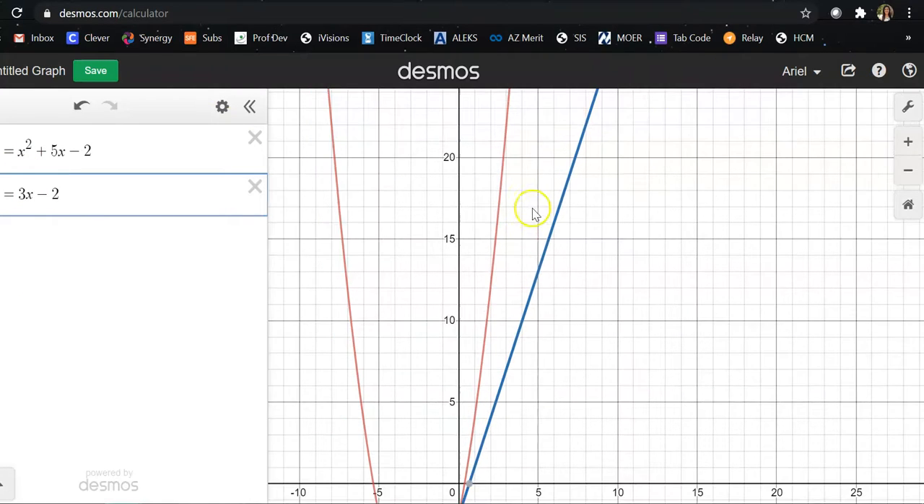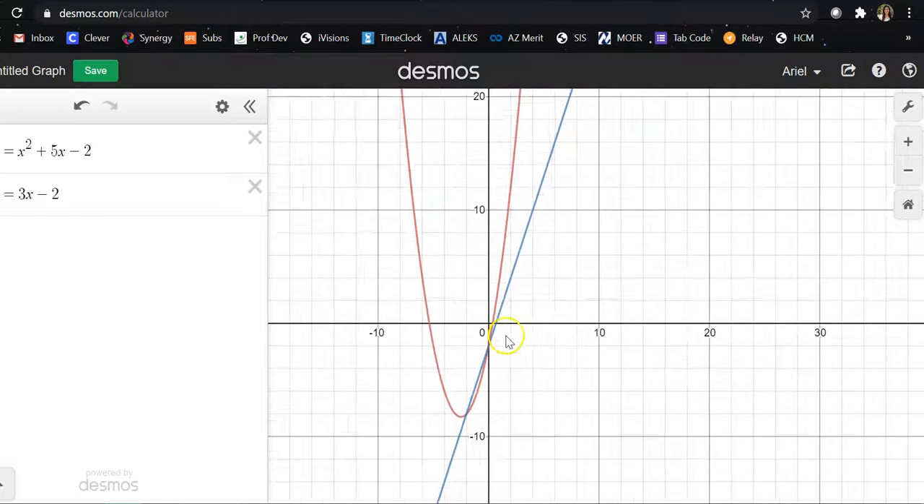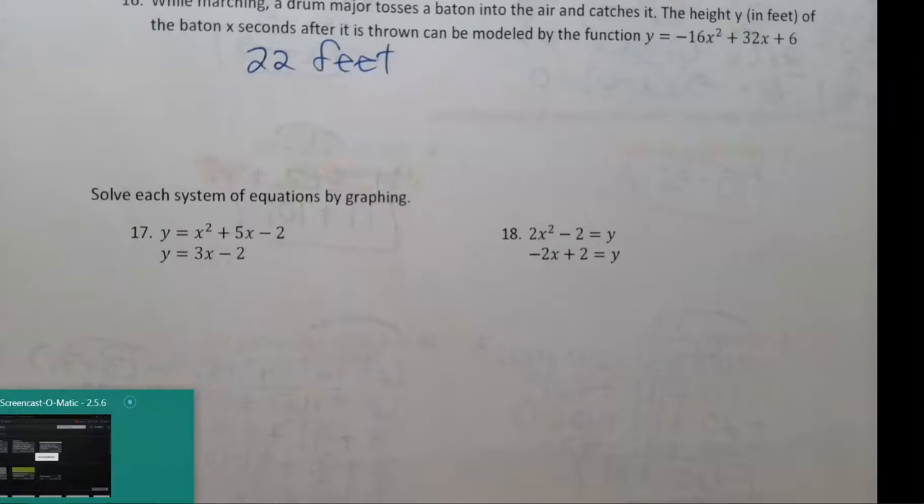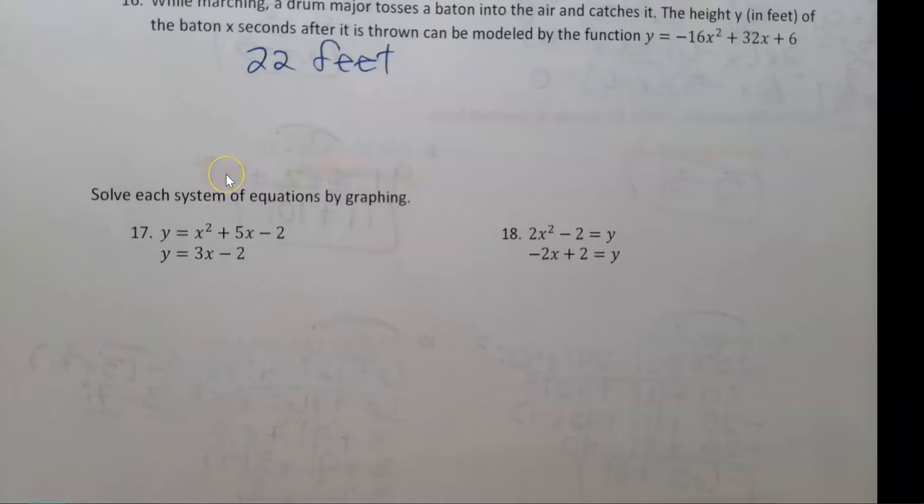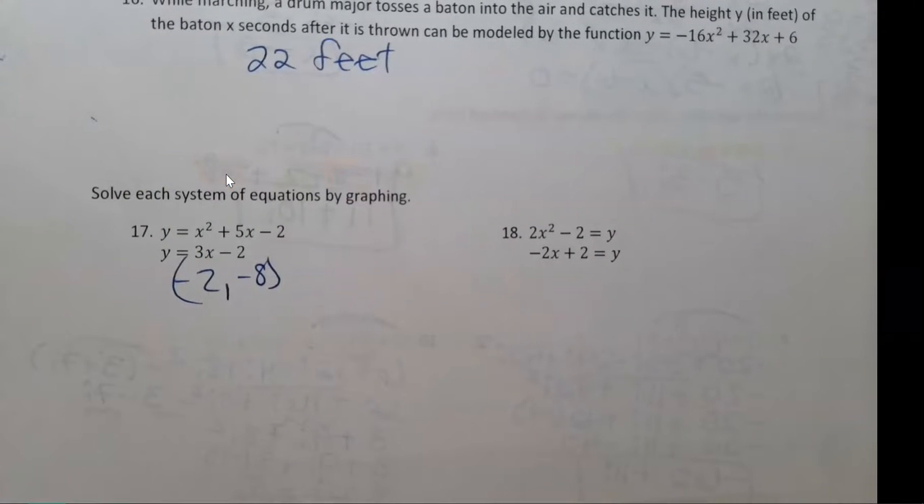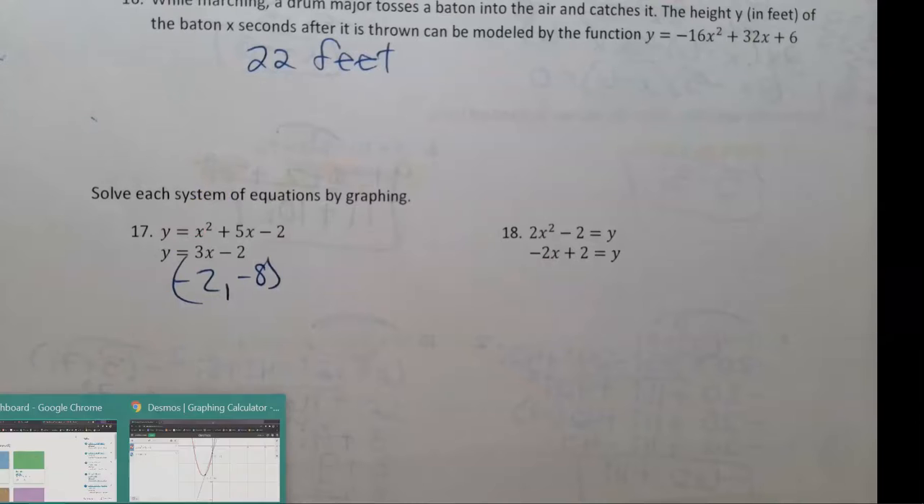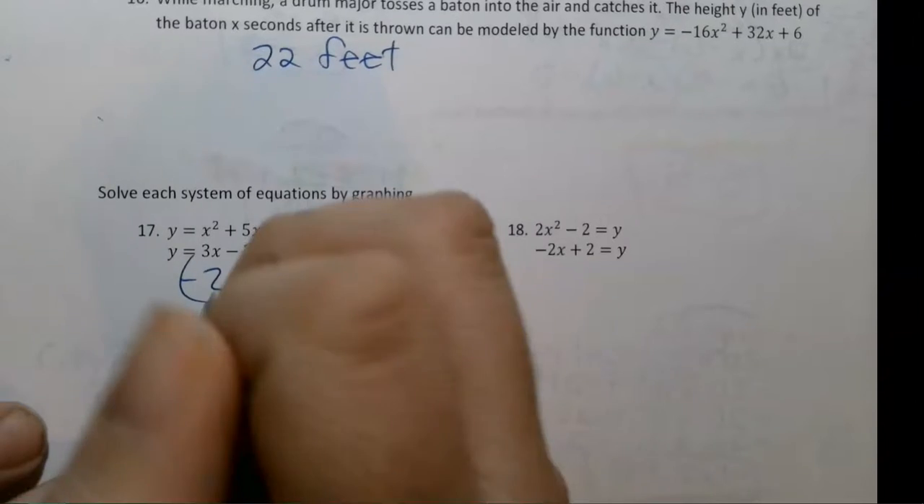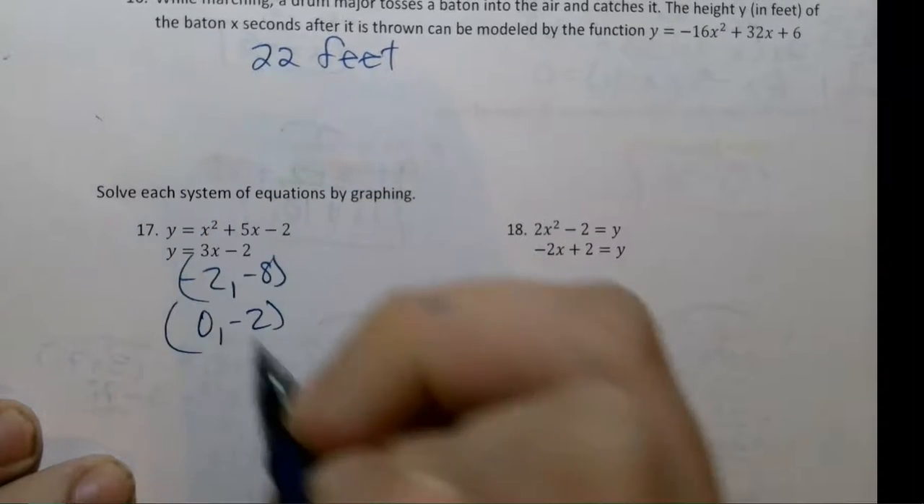Remember, your solution here is where they cross. Oops, I wanted to zoom in, not out. So I am crossing right here at 0, negative 2. And I am again crossing here at negative 2, negative 8. So if I go back over here, I can write down my answer. I said negative 2, negative 8, and then I forgot what the other point was. 0, negative 2. So both of these are my answers.